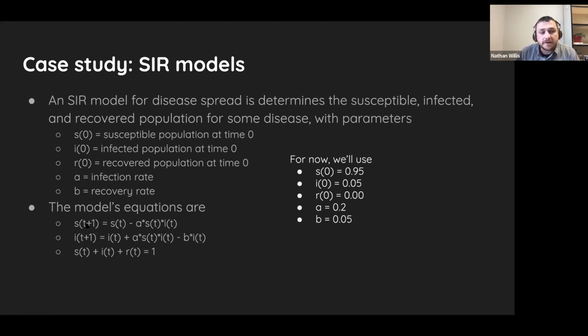The model says that the susceptible population at the next time step is the susceptible population at this time step minus the people that get infected. That depends on some infection rate and the interaction between susceptible and infected people. The infected population is the current infected population plus the people that got infected minus the people that recovered, and that recovery rate is B. Then we know that the total population stays the same, so we can just model R of T with this last equation.